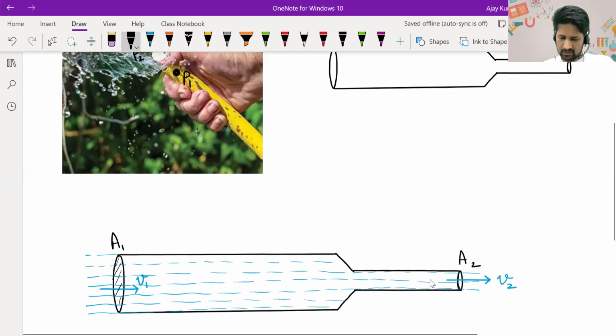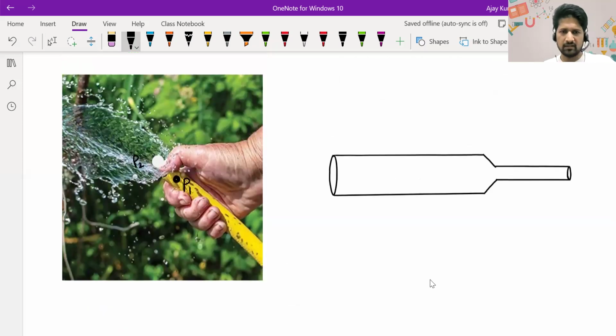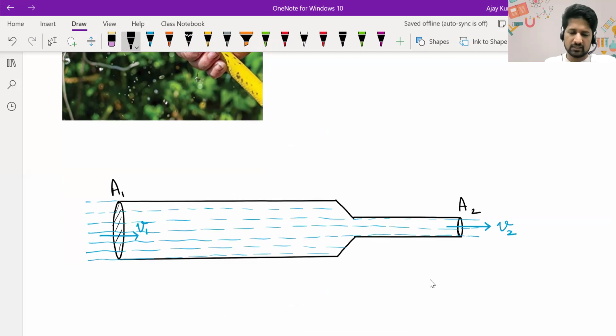So consider a situation like this. When water is flowing through the pipe, it has a larger area of cross section. But when we partially close the mouth of the pipe, the water coming out is coming out through a narrower area of cross section. So basically, it's a situation where the area of cross section is decreasing. If the area of cross section is decreasing, we have to find out what happens to the pressure.